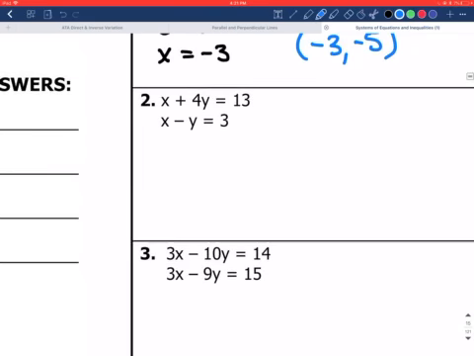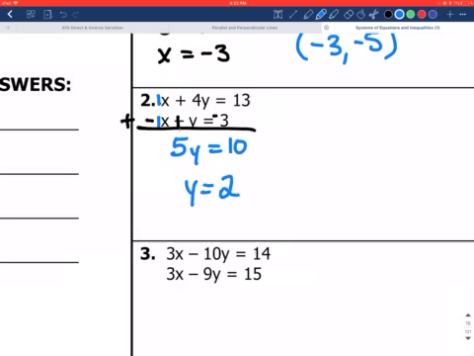All right, for number 2, we'll do the exact same thing here. You notice that the x's have the same coefficient, but they need to be different signs. So I'm going to make this a negative, this a positive, and this a negative. Now we're just going to add straight down. So the x's will cancel out. We will have 4y and 1y will give us 5y, and 13 and negative 3 will give us a 10. We divide that by 5, and y is 2.